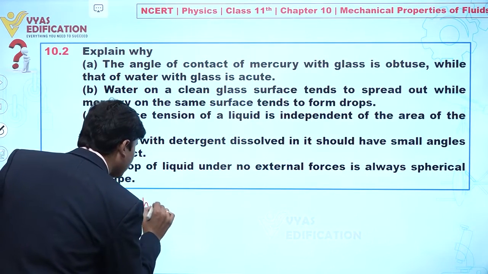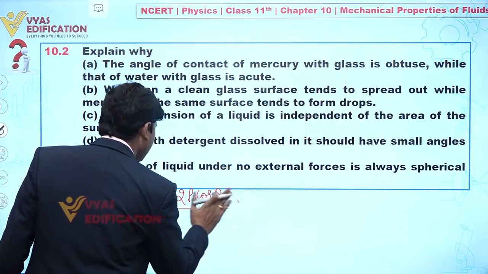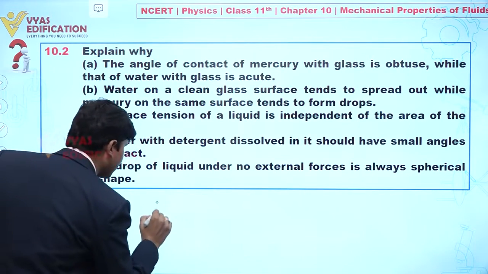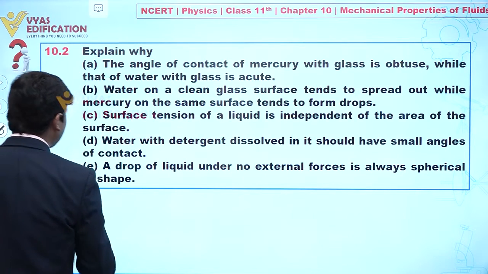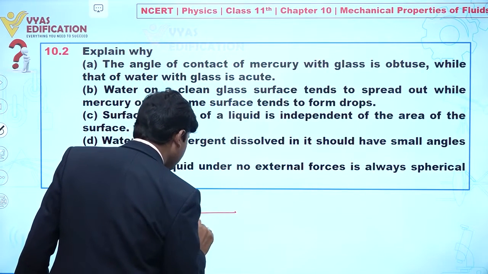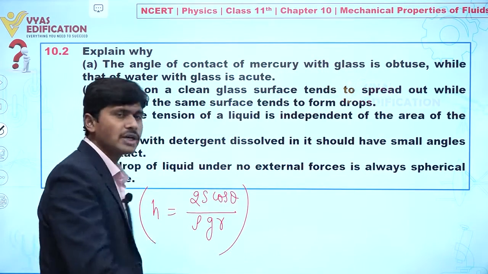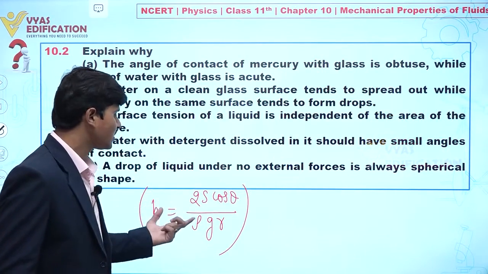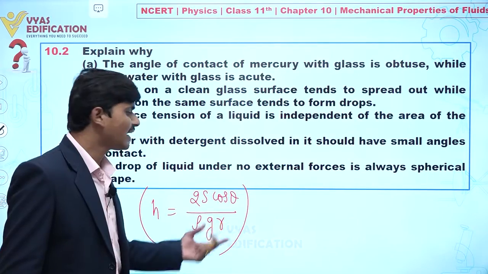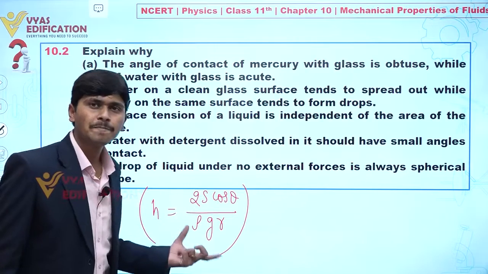If you know the formula of capillary rise, it is given by h = 2S cos theta divided by rho g r. Here S is the surface tension, theta is the angle of contact, rho is the density, g is the acceleration due to gravity, and r is the radius of the capillary tube.